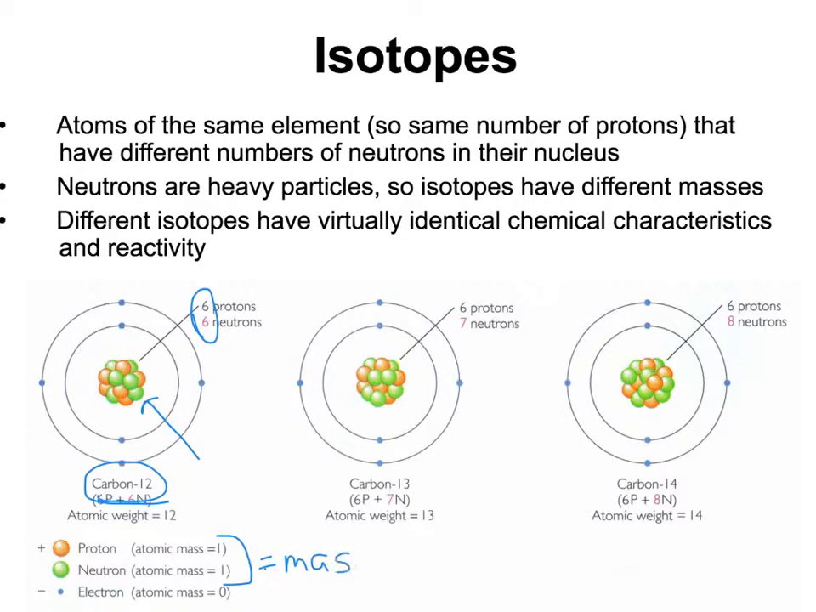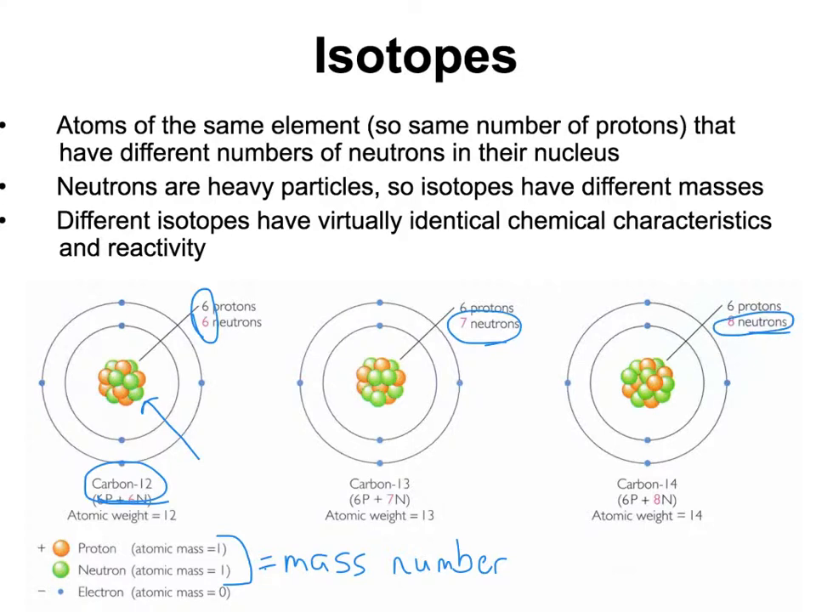So the protons and the neutrons are the particles that have the greatest mass by far in an atom. Electrons are very, very lightweight compared to either a proton or a neutron. So most of the mass of an atom is the mass of the protons plus neutrons. Carbon-13 has 7 neutrons, and so the mass number, again, is protons plus neutrons. And then the radioactive form of carbon, carbon-14, has 8 neutrons.